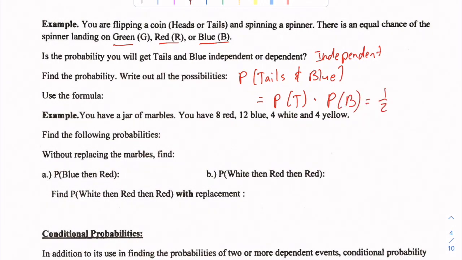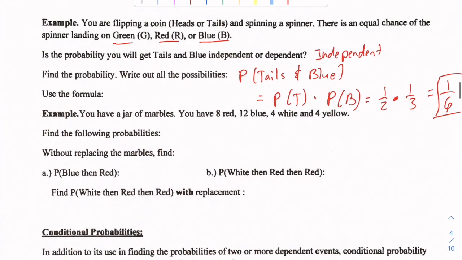Getting tails is 1/2, right? Coin flip. And blue is 1/3. So the probability of getting both of those at the same time, 1/6. Okay. Bam. All right, this here is essentially like the formula.